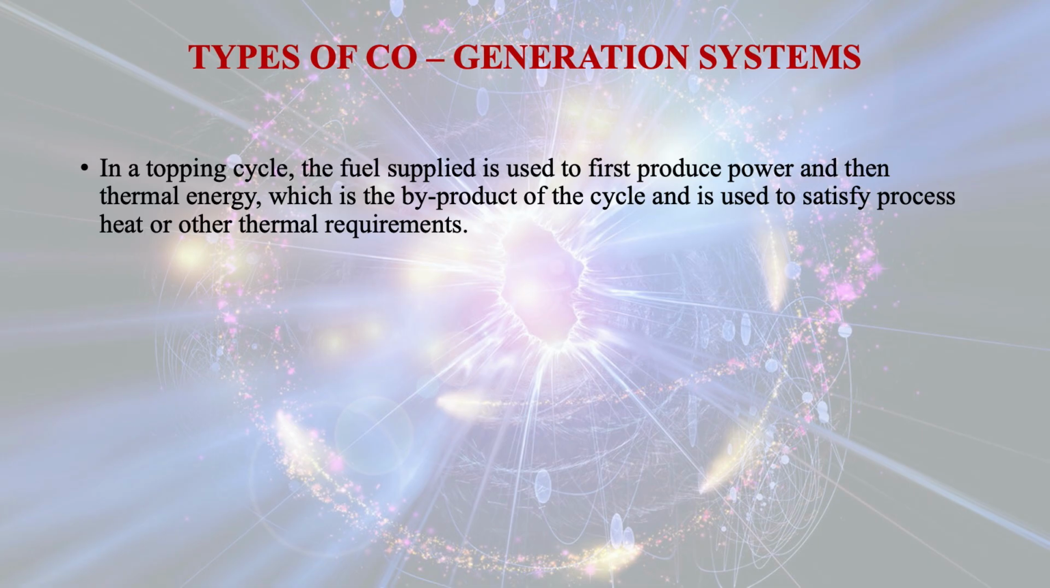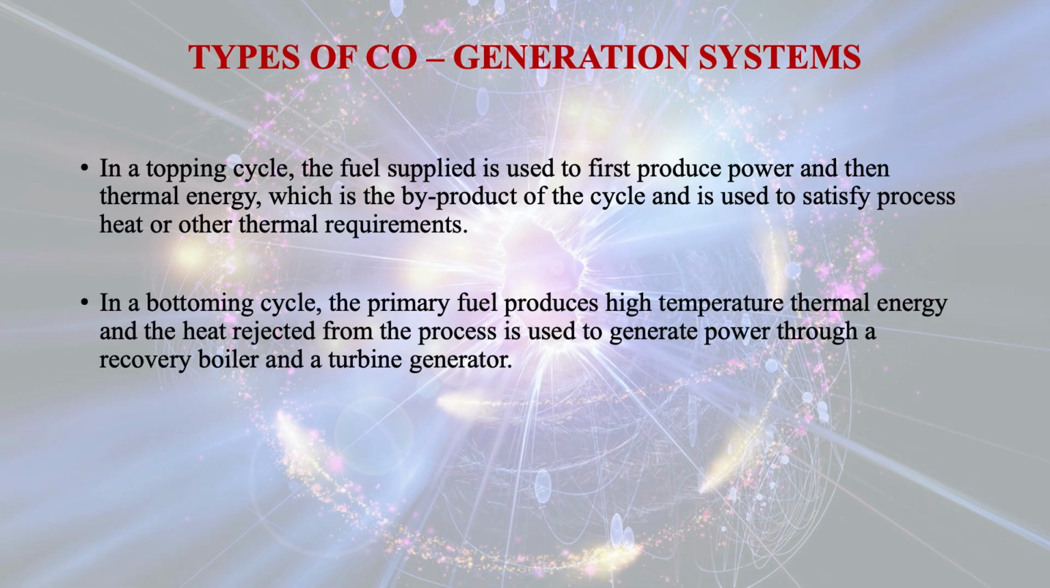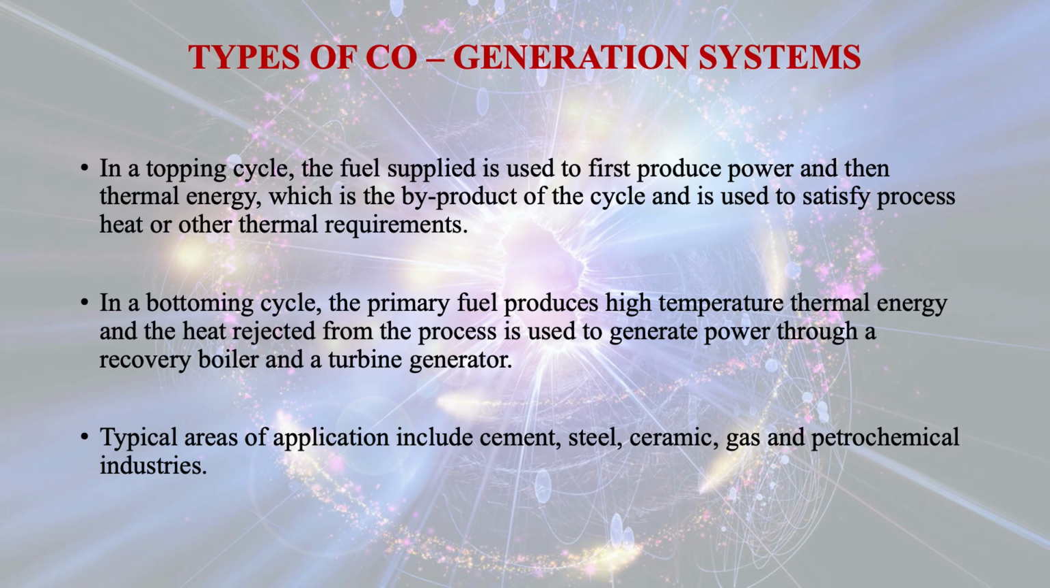In the topping cycle, the fuel supplied is used to first produce power and then thermal energy, which is the byproduct of the cycle and is used to satisfy process heat and other thermal requirements. In the bottoming cycle, the primary fuel produces high temperature thermal energy, and the heat rejected from the process is used to generate power through a recovery boiler and a turbine generator. Typical areas of applications include cement, steel, ceramic, gas and petrochemical industries.